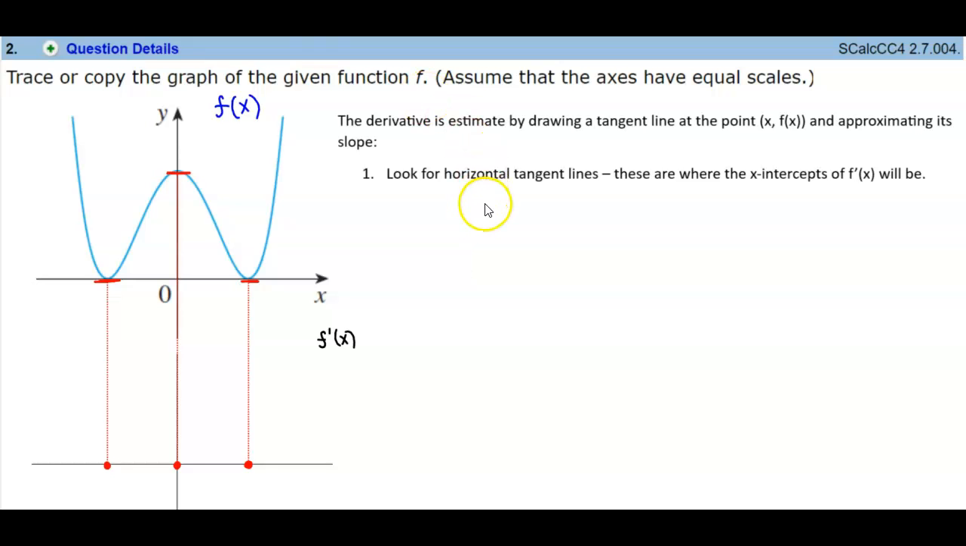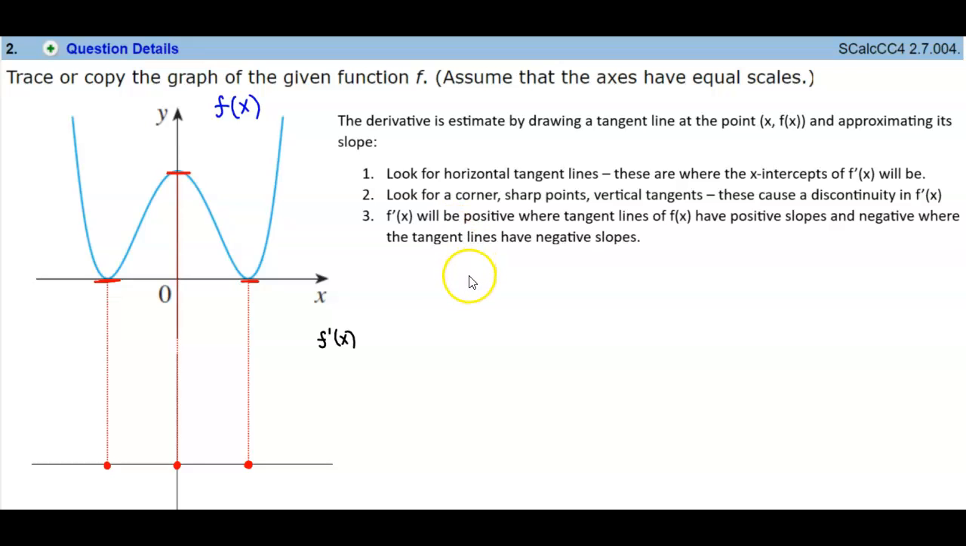We want to look for corners, sharp points, or vertical tangents, and these cause a discontinuity in the derivative function. Well, when we look at this graph, we don't see a corner, we do not see any sharp points, and there aren't any vertical tangents. So we can dismiss number 2. And then number 3 says the derivative function will be positive where tangent lines of f of x have positive slopes, and negative where the tangent lines have negative slopes.